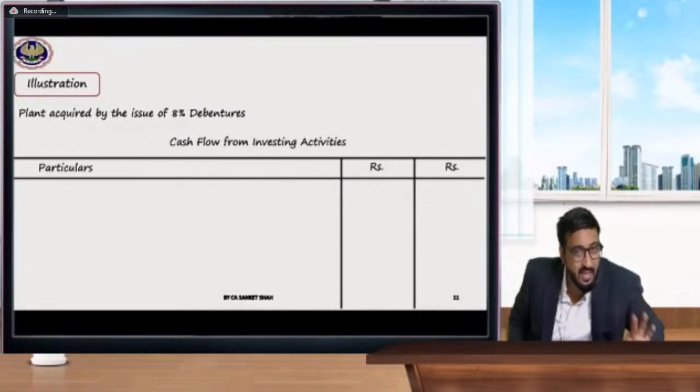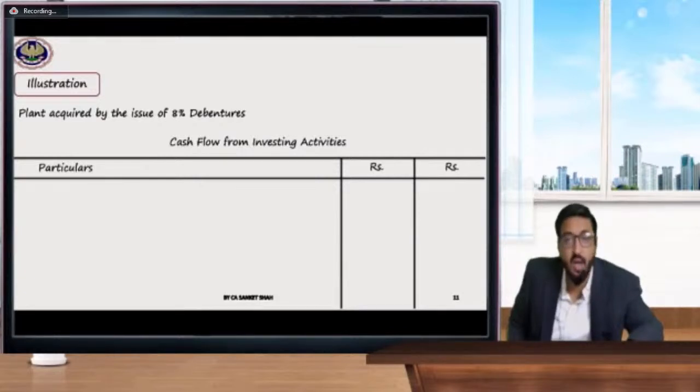अभी जैसे ही क्लास खत्म होगा, after getting class over, तो first thing, recall all these activities. Screenshot लेके याद कर लो and ask each other, each activity, which activities: machinery purchase, redeemable preferences. You ask your friend. Plant acquired by issue of 8% debentures. Yes बेटा, investing activity में पैसा जाएगा या नहीं जाएगा?